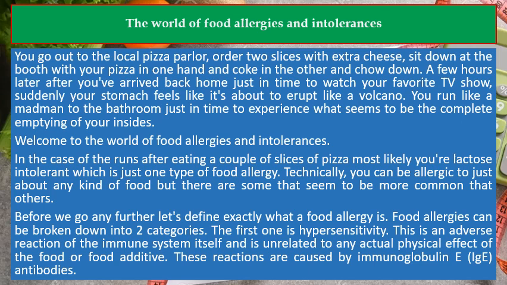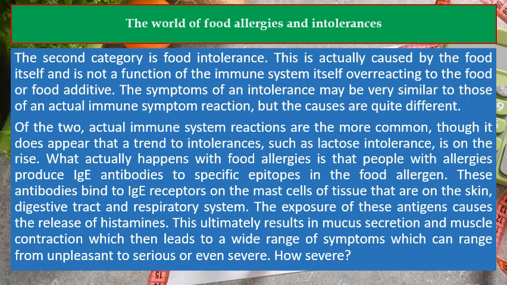Food allergies can be broken down into 2 categories. The first one is hypersensitivity. This is an adverse reaction of the immune system itself and is unrelated to any actual physical effect of the food or food additive. These reactions are caused by immunoglobulin E, IgE, antibodies. The second category is food intolerance. This is actually caused by the food itself and is not a function of the immune system overreacting to the food or food additive.